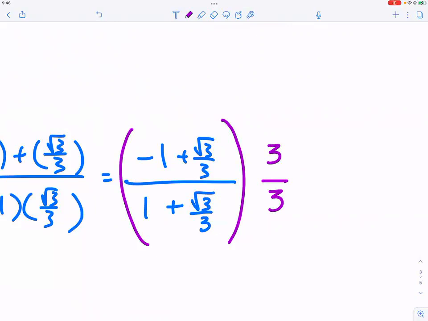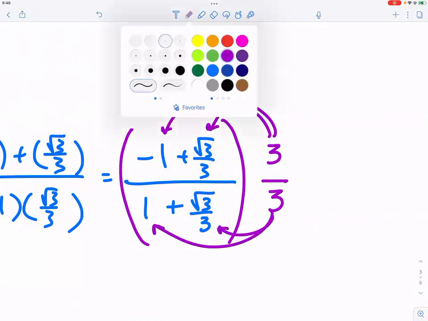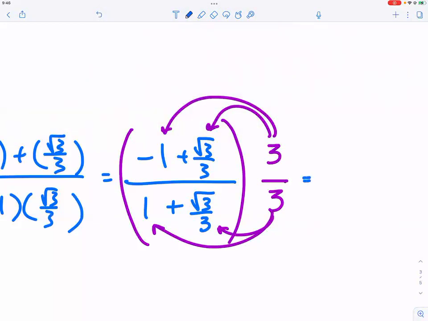You're going to multiply by the common denominator, which is 3. And when you distribute, you will see the elimination of the little denominator inside the complex fraction. So the numerator will become -3 plus √3. And then you've got 3 plus √3 right here.